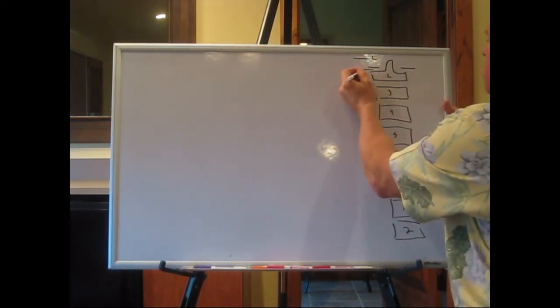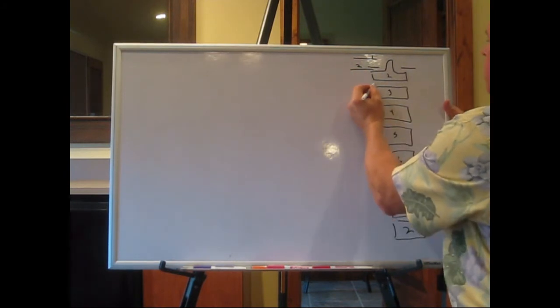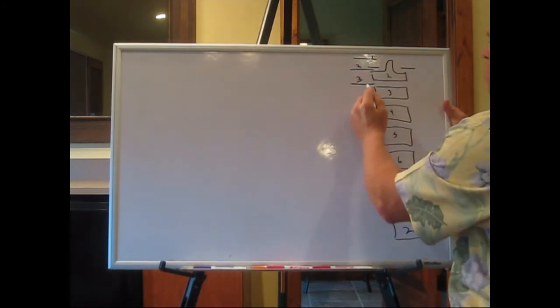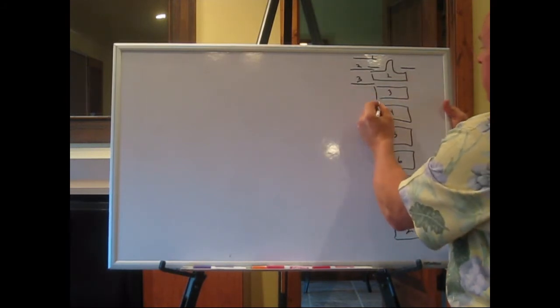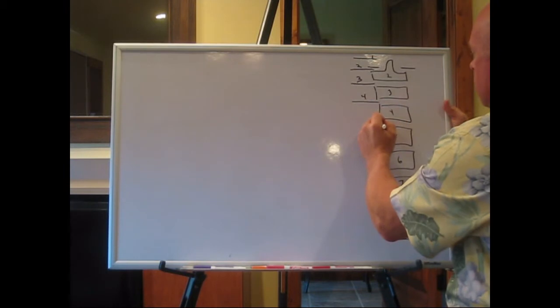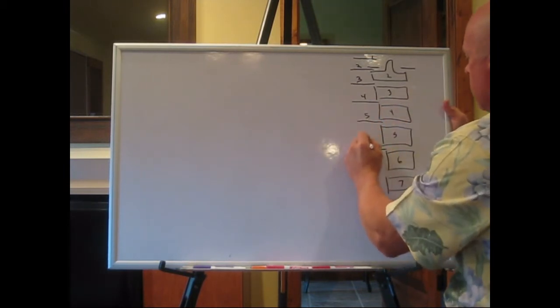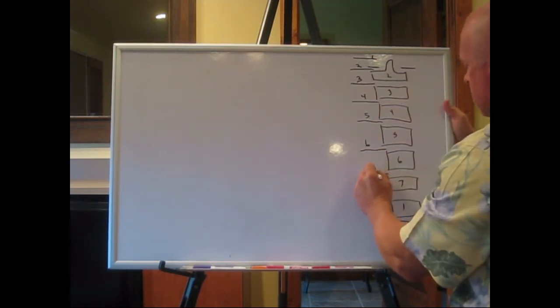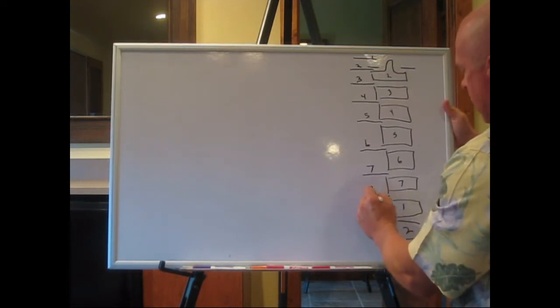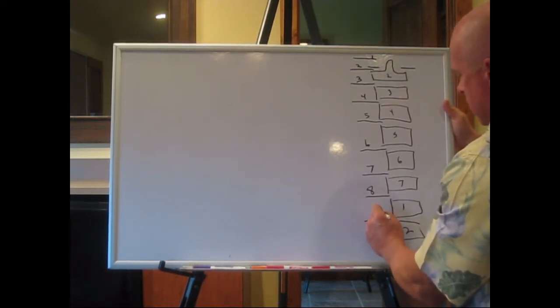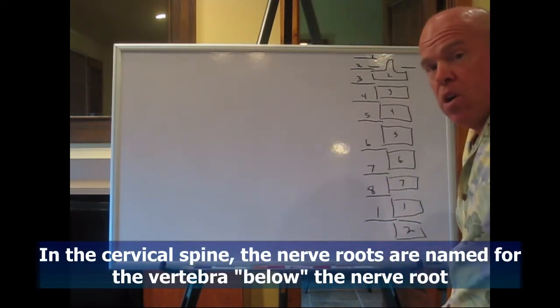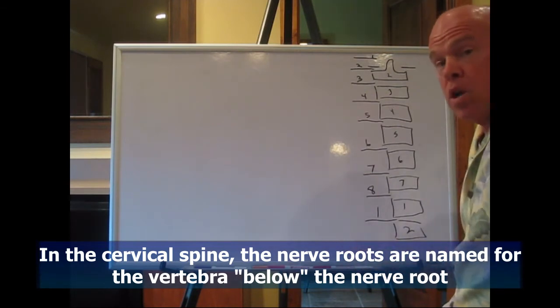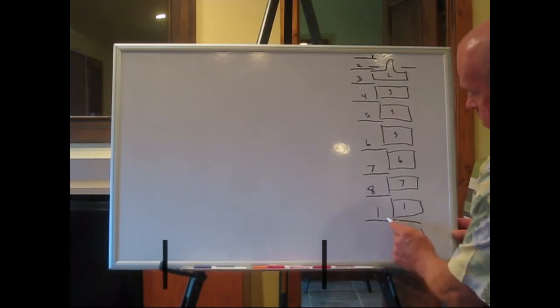Here is the C2 nerve root. Here is the C3 nerve root. See how the nerve roots are named for the vertebra below? Here's C4. Here's C5. Here's C6. Here's C7, here's C8, here's T1, and this represents a transition zone where the thoracic and lumbar spine nerve roots then become named for the vertebra above the nerve root.